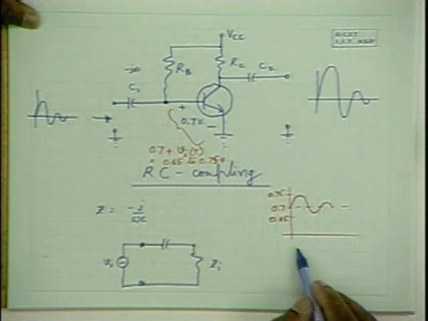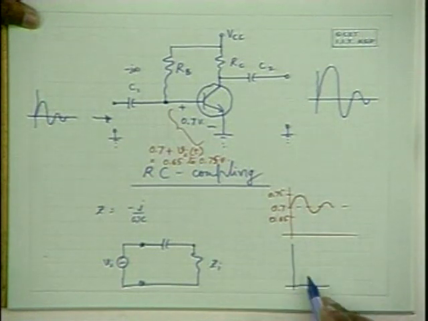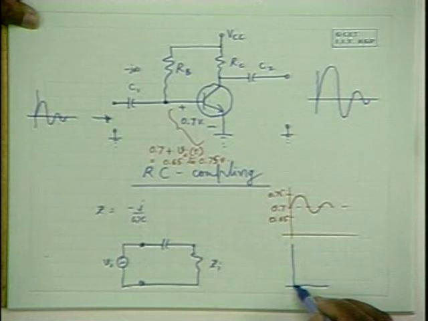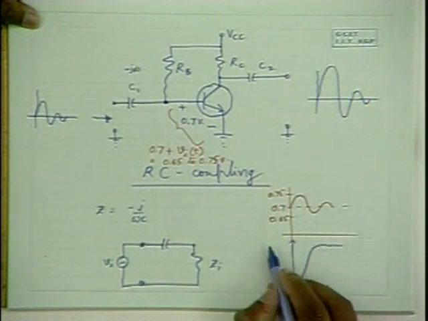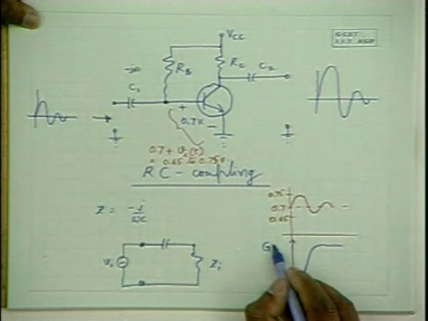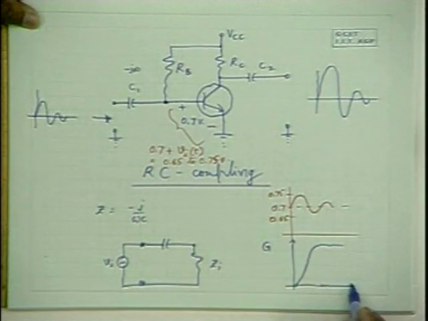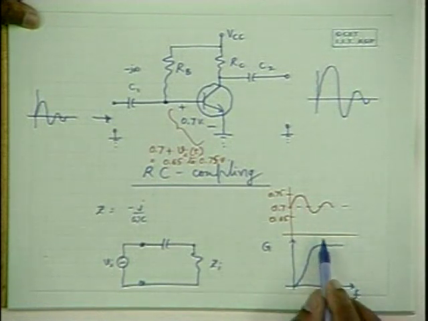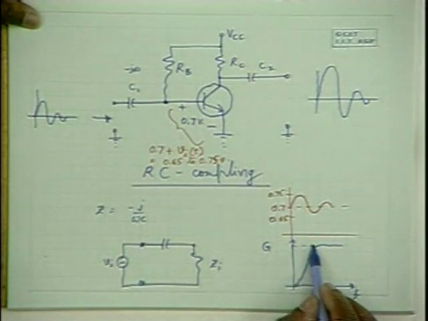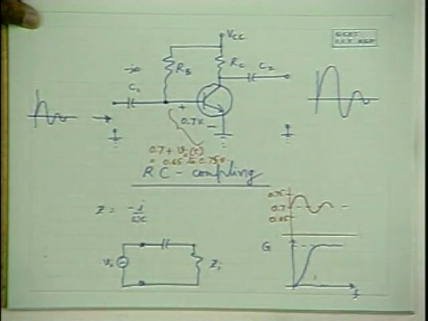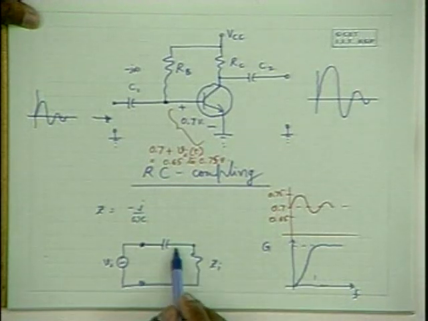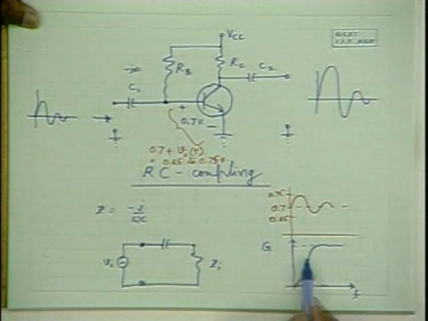So we expect the amplifier to exhibit low gain at low frequencies and high gain at high frequencies. So if you plot the gain of the amplifier as a function of frequency, at high frequencies it gives you full gain. At low frequencies the gain falls because of this voltage division. The input alternating signal gets divided between these two. Hence the gain falls.